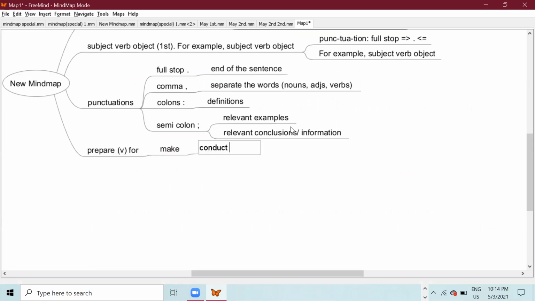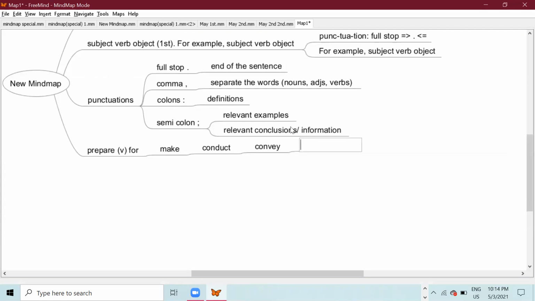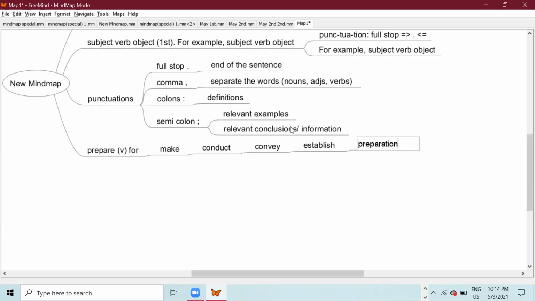The same as make, we have the word conduct, the same as conduct, we have the word convey. I try to make some careful preparations. Conduct, convey, or establish preparations, okay. Preparations about something. We have the verb prepare, we have the noun preparations.